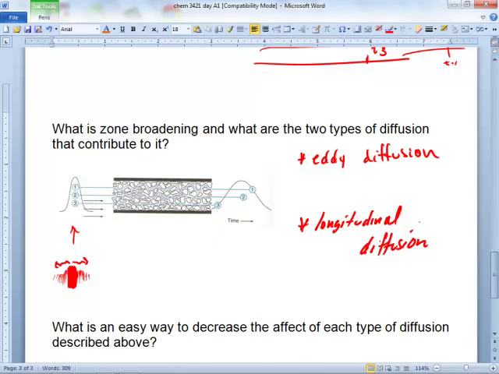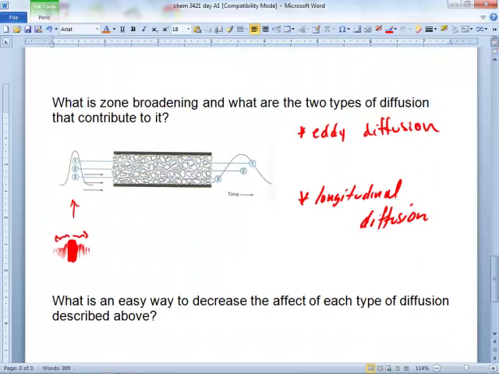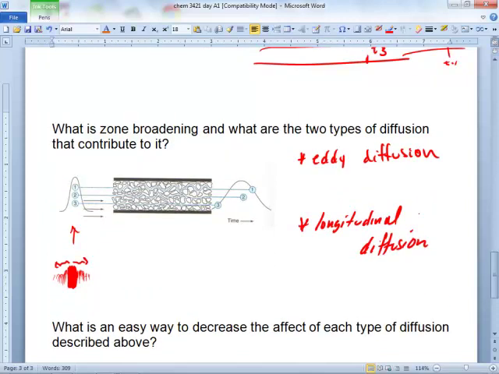All right. One question, and then we can call it a day. What's an easy way to decrease the effect of each type of diffusion described above? Can you think of something?